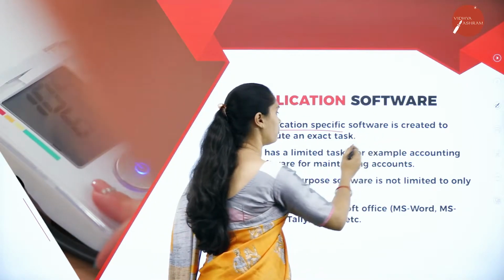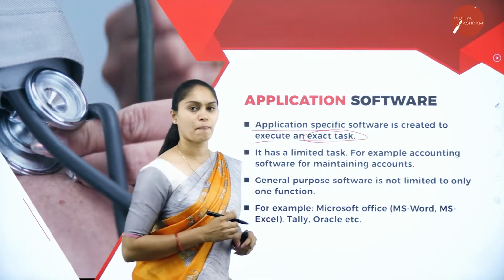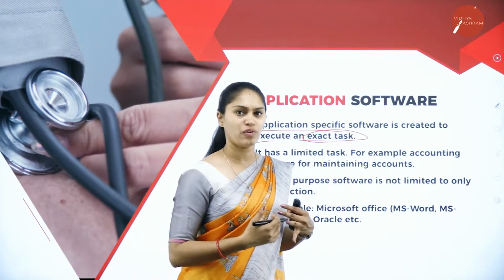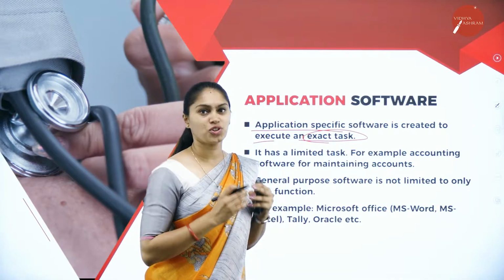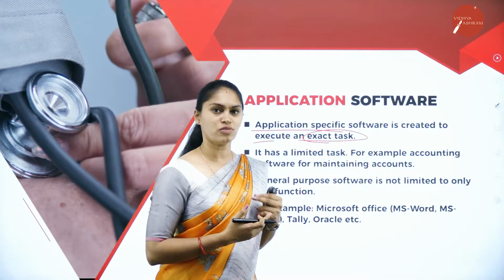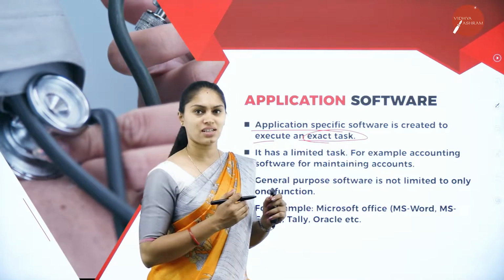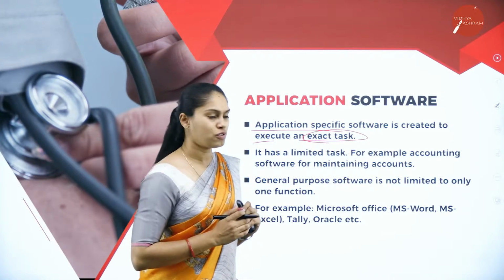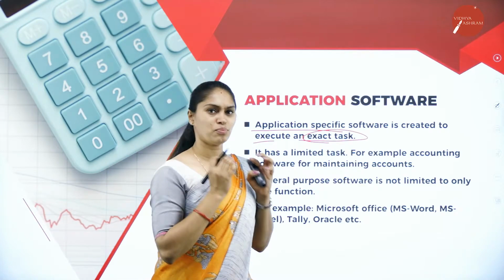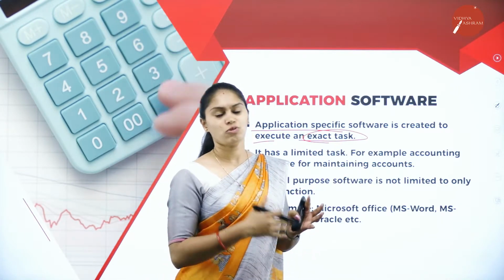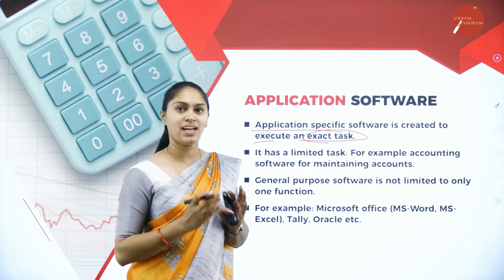So it is software that will be created to execute an exact task. When I am creating software in order to perform an exact task, we use that kind of software as application specific software, which comes under application software itself. Then if I am creating that software only to perform an exact task, what could be its disadvantage? The usage will be limited.